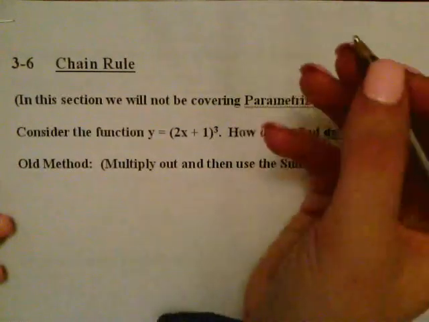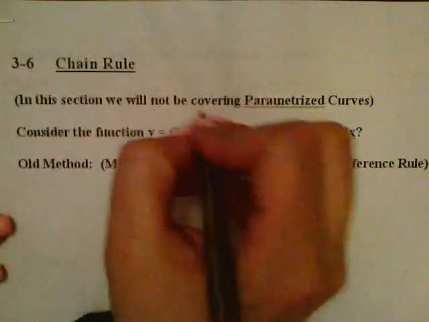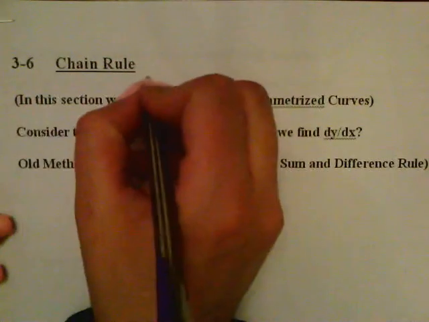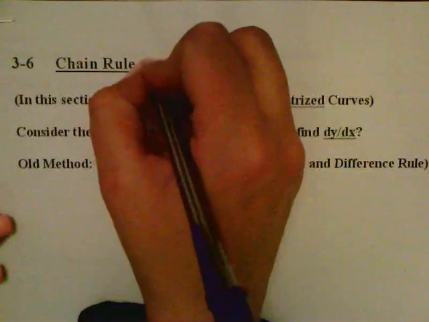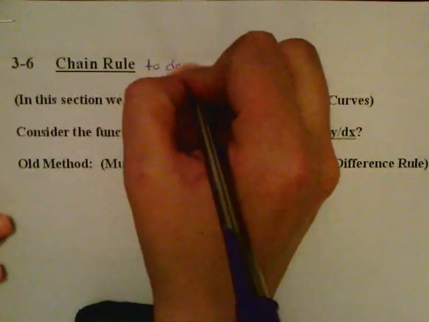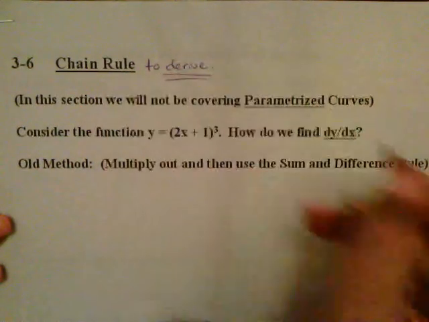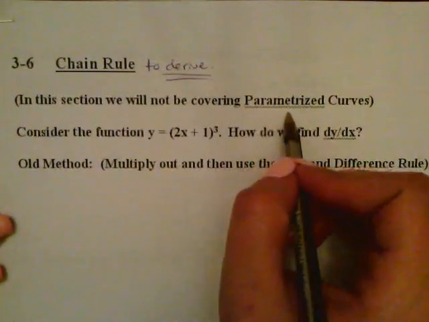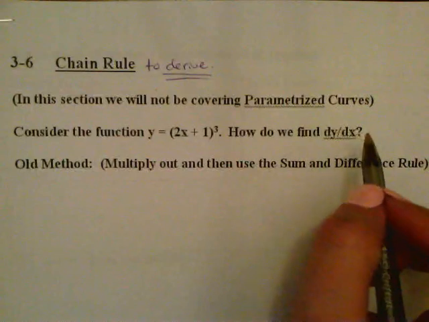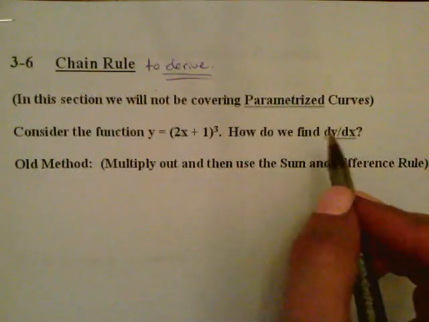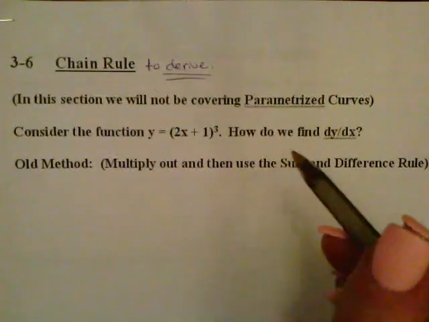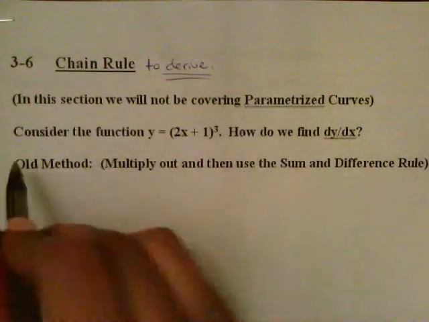Alright, so section 3.6. We're still finding the derivative, but this time we're going to be using the chain rule to derive. In this section, just FYI, we're not going to be covering the parametrized curves. We'll leave that for Calc BC if you're in it.